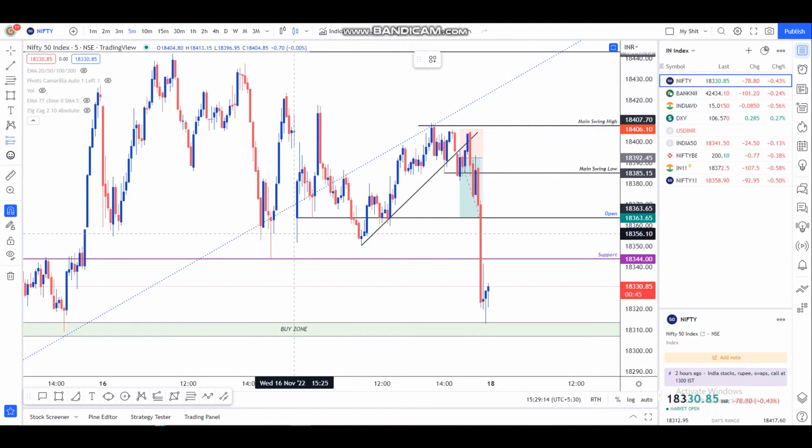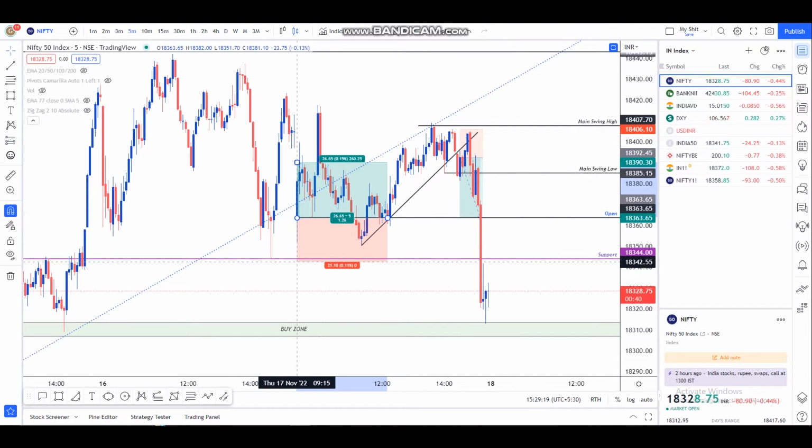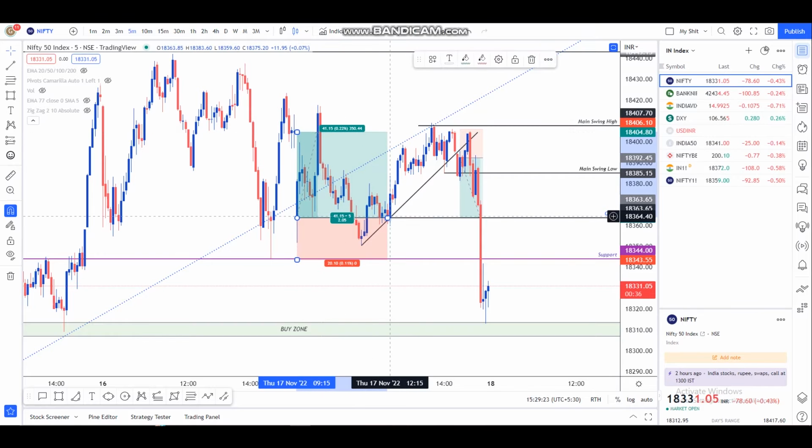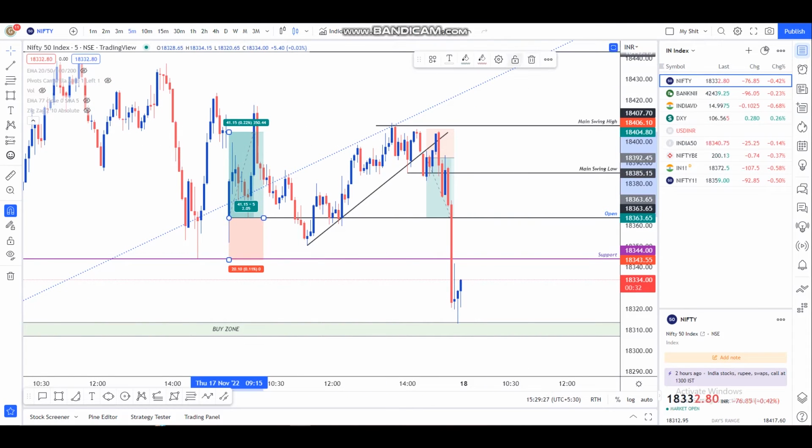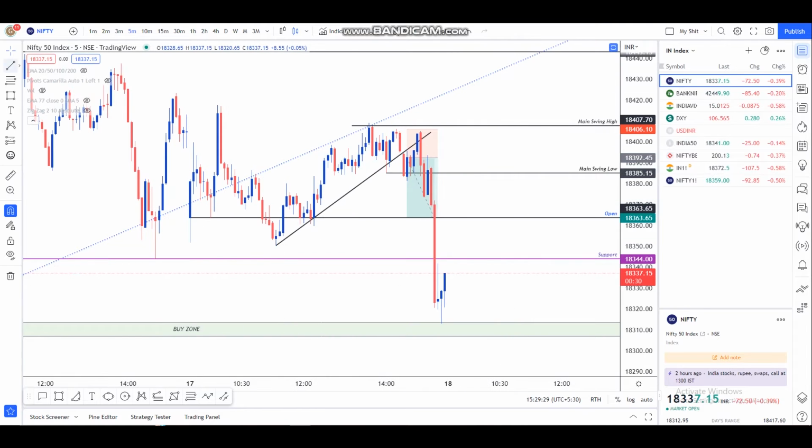So as soon as you started seeing any buy from here, you could have entered one with the stop loss of the previous support and the target for the gap to be filled, and that could have been one of your trades. The second trade could be a reversal trade from the top.